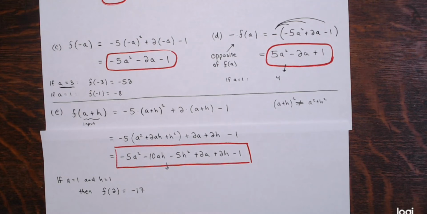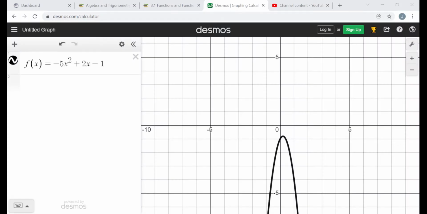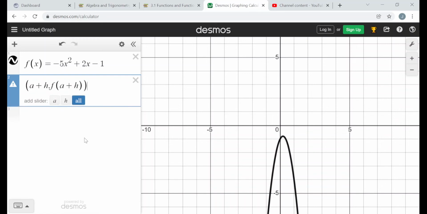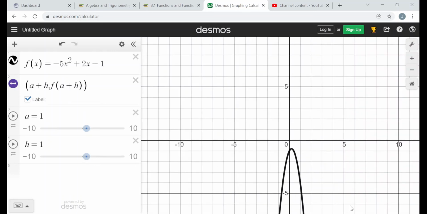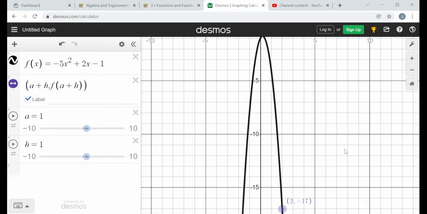And let's see that. Watch this. I'm going to go back. Again, same function up there, that same function I was given, function f here. But now I'm going to go f of a plus h, and it's going to ask me to add sliders for both of them. Actually, let me plot the ordered pairs, sorry. So input a plus h, comma, output f of a plus h. And then add sliders for both a and h. I'll label this point, and you see when a is 1 and h is 1, you get 2, negative 17. There it is.